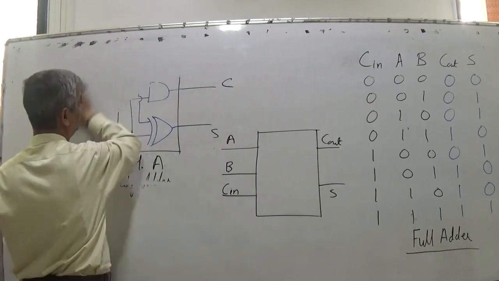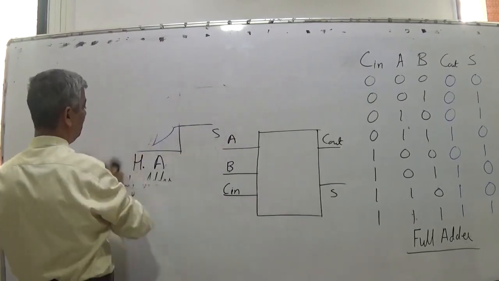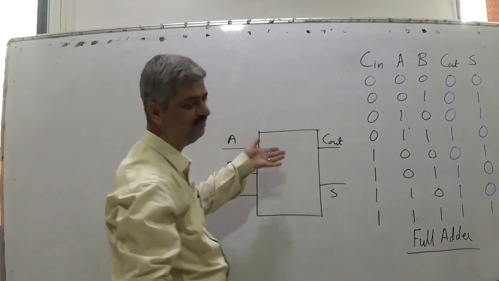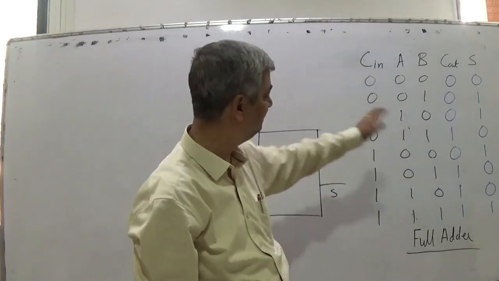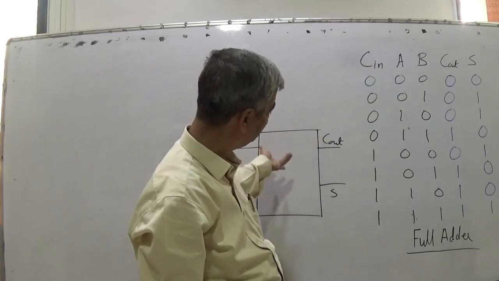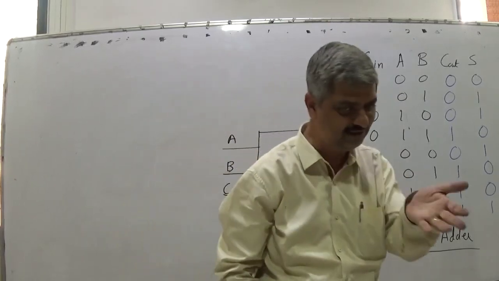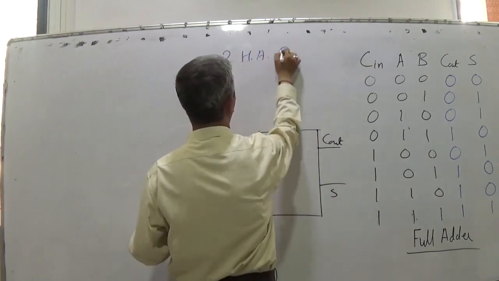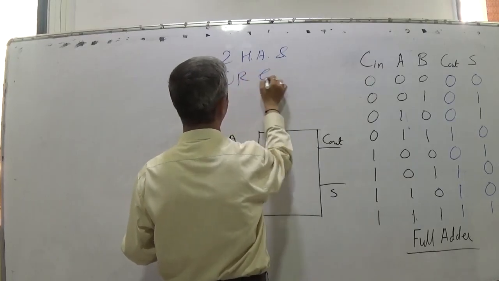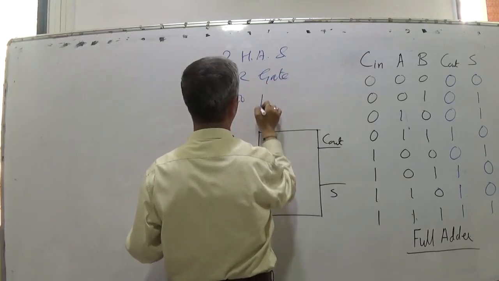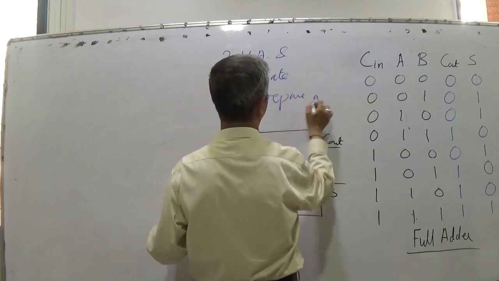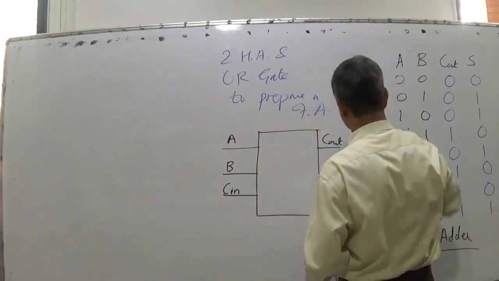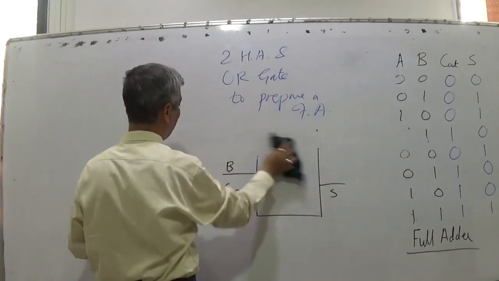And then, using a full adder, how can you generate a cascade? This is a full adder. This full adder can be designed by using some kind of gates and half adders. That I will give as homework, not so important. You can use 2 half adders and 1 OR gate to prepare a full adder.